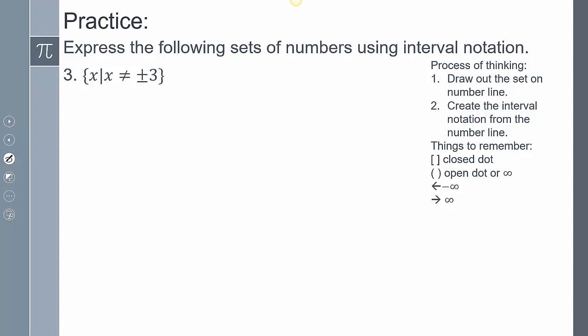So checking the answer here, it says x cannot be plus or minus 3. So drawing it out, we said it can't be plus or minus 3, so those are my key numbers here. It can't be -3, and it can't be +3. But there's no other restriction, so I can assume that it can be everywhere else.